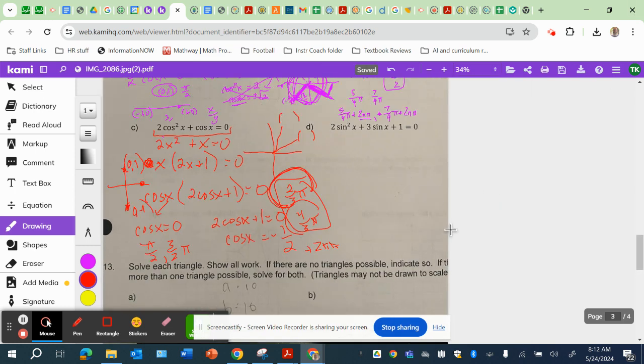Okay, so this one, you see all these signs, just factor it like you would a quadratic. So 2x squared plus 3x plus 1 factors into 2x plus 1, x plus 1, which is 2 sine x plus 1 and sine x plus 1. So I set each of those equal to 0.